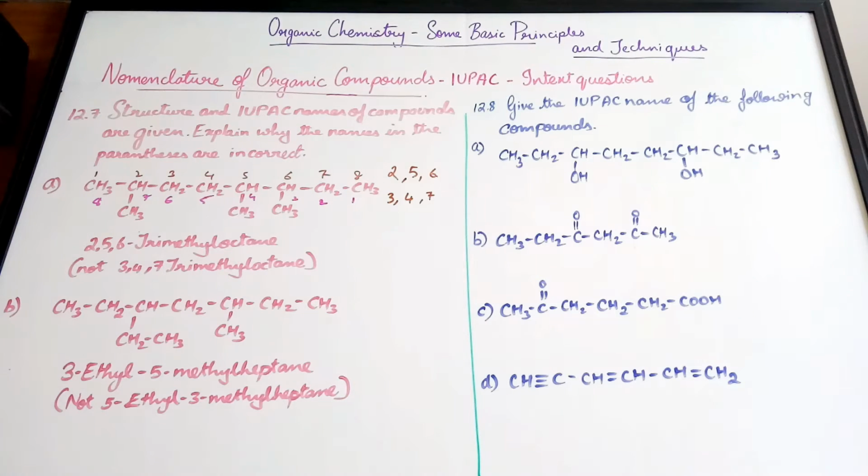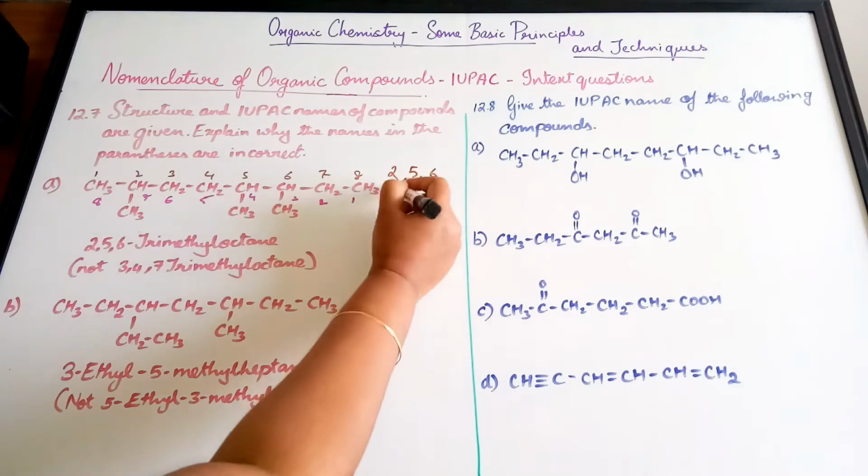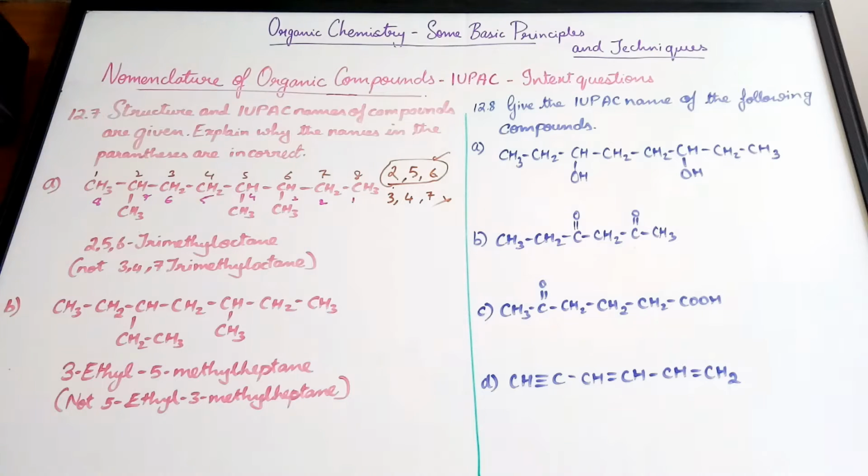So now we need to decide why 3,4,7-trimethyl-octane is wrong. This is because of the first point of difference rule. We had discussed that. According to that, between 2 and 3, 2 is lesser, and so this is correct, whereas this numbering is wrong. So 2,5,6-trimethyl-octane is the right one, and due to the first point of difference rule, 3,4,7-trimethyl-octane is wrong.